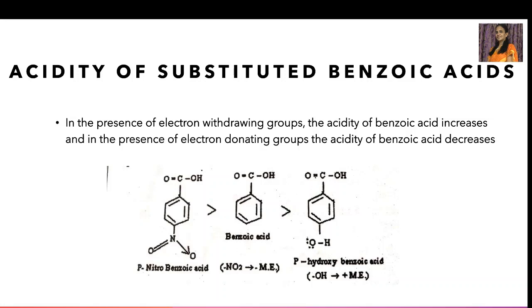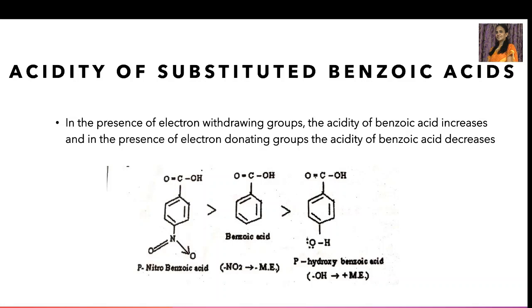The acidity of benzoic acid increases when electron withdrawing groups are present, like the nitro group. This nitro group is an electron withdrawing group, then what happens? It withdraws electrons from this COOH through the benzene, towards this oxygen. So that is what happens. The H from this OH is easily removed. Therefore, it is more acidic. Now, when compared to benzoic acid, it is more acidic due to the electron withdrawing group present in the benzene.